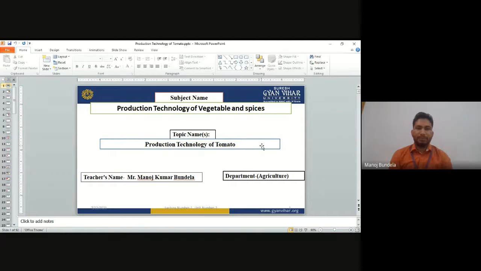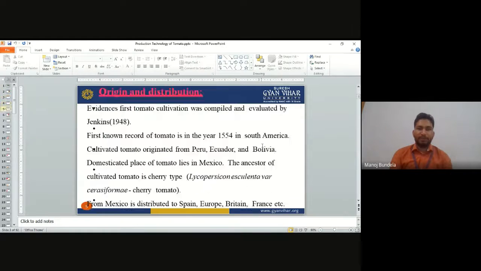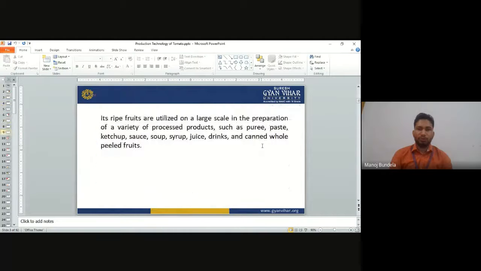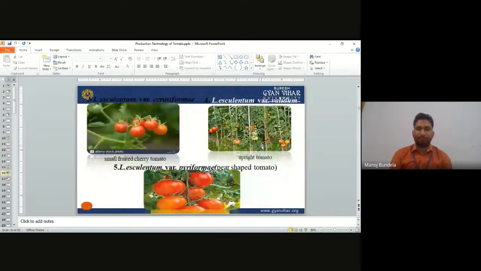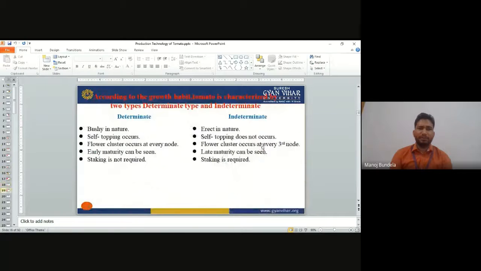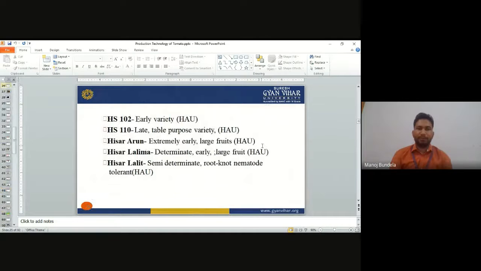We are discussing the production technology of vegetables and spices. In this, we are discussing the production technology of tomato. In the last class, we discussed the introduction to tomatoes: where it was introduced, origin, distribution, uses, health benefits, area, production, taxonomy, and different varieties of tomato, determinate and indeterminate types.